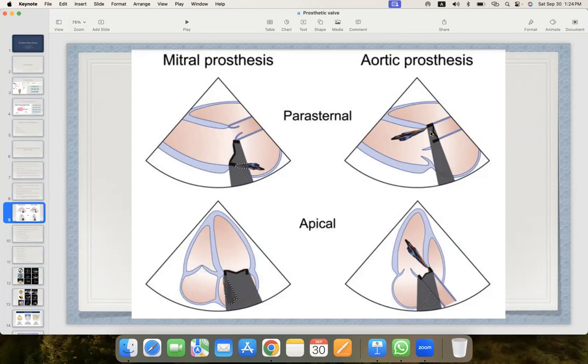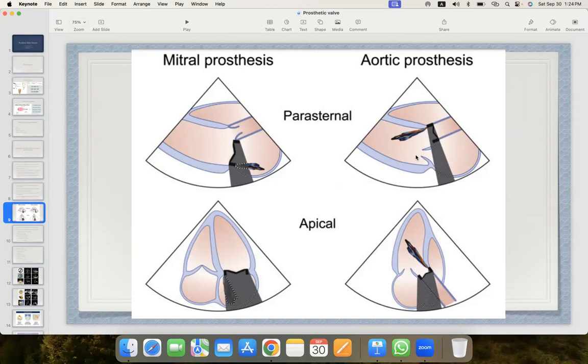Anterior, it's much easier. So here I will say that the posterior is better seen with the TEE. However, the TEE will not see the anterior paravalvular leak well. The anterior paravalvular leak will be difficult to see with the TEE, but maybe it's better seen by transthoracic.